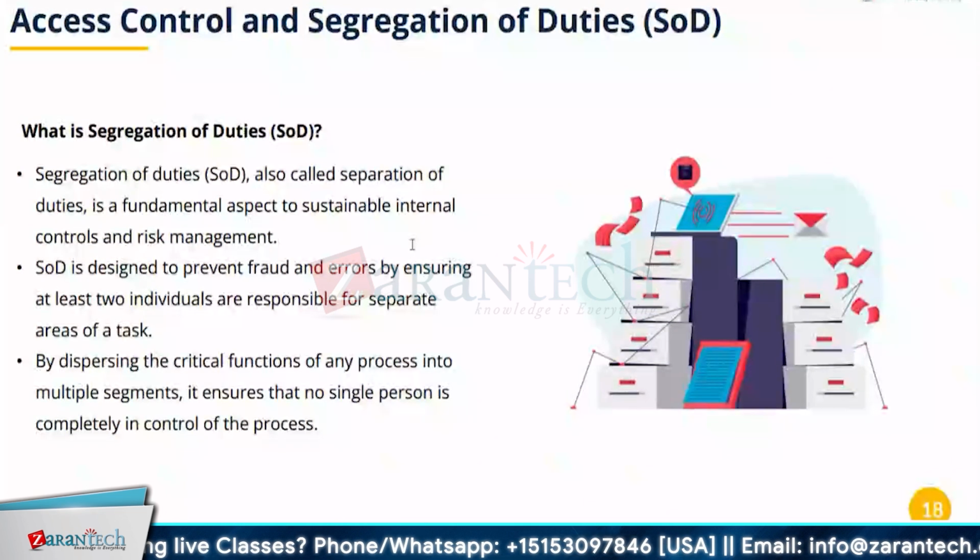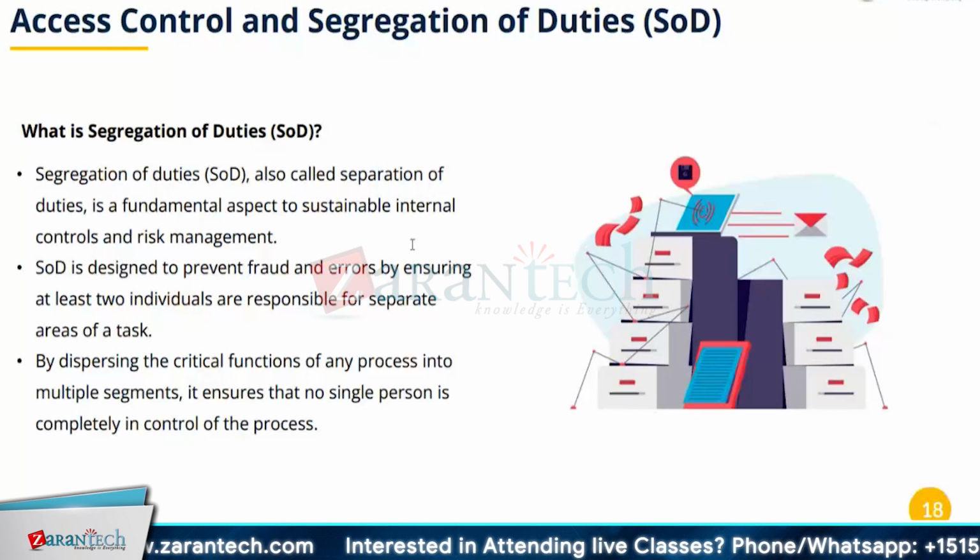Now coming to segregation of duties. From a definition standpoint, it can be named as a critical internal control that prevents any single individual from executing two or more conflicting sensitive tasks. If both the tasks are sensitive and both of them are given to any individual, it may result in something called a segregation of duties issue.